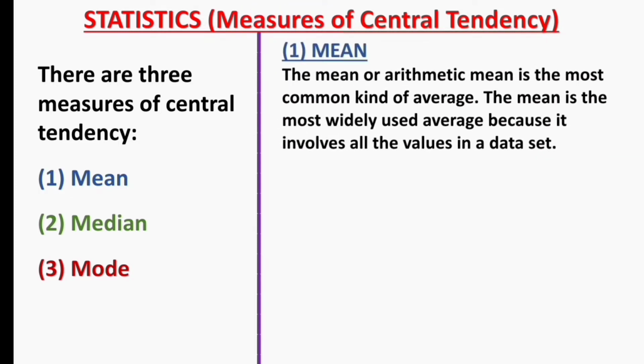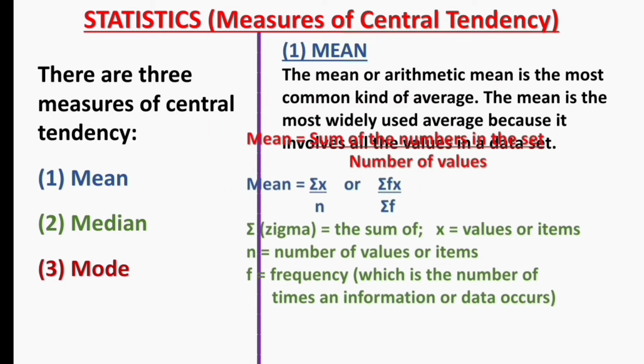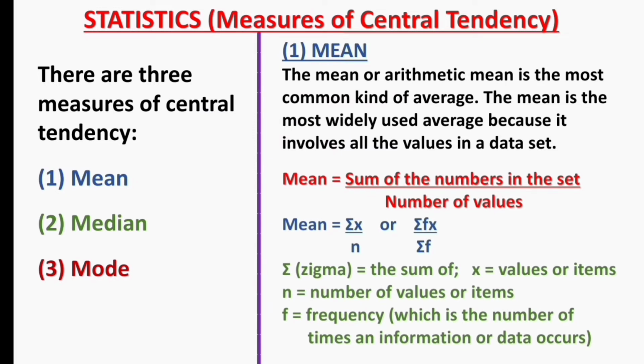Number one, the mean. The mean or arithmetic mean is the most common kind of average. The mean is the most widely used average because it involves all the values in the data set. The formula for mean is the sum of the numbers in the set divided by the number of values.